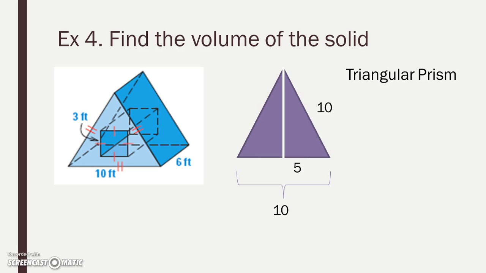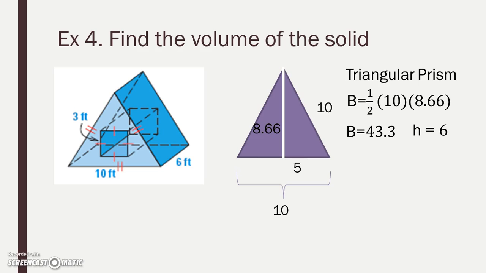We're going to do the Pythagorean theorem, 10 squared minus 5 squared to get 8.66. And then we're going to do 1/2 times the side length, which is 10, times 8.66 because it's a triangle. It's 1/2 base times height. We get 43.3. The height of the prism is 6. So we're going to do 43.3 times 6. And we get 259.8 for the volume of the triangular prism.